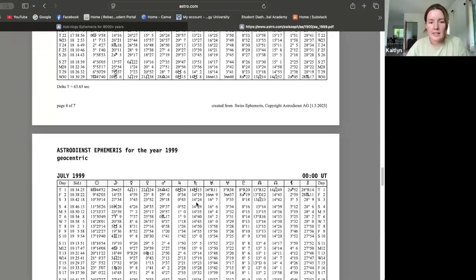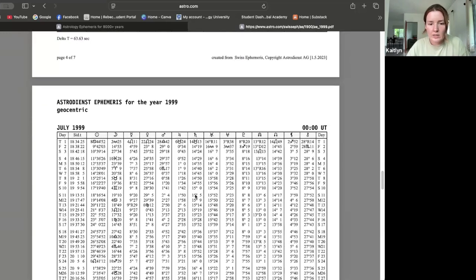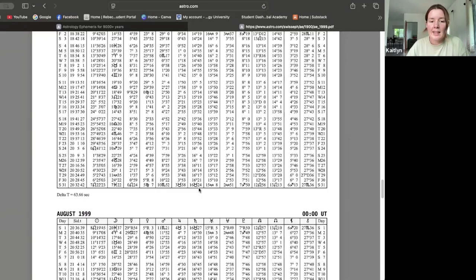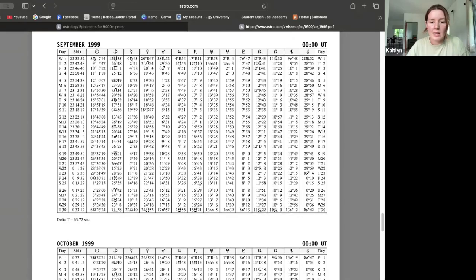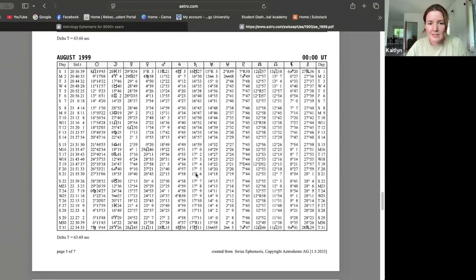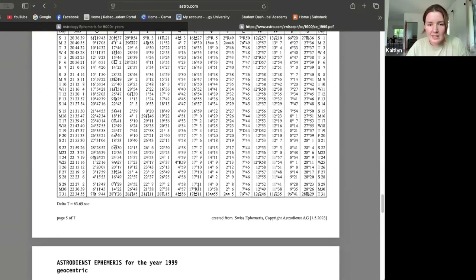So we can see here in July, it's at 14 degrees, and then it moves to 15 degrees. So July of 1999 was my first Saturn square. And then we can do this again. We can also see here's what I was talking about. So it's going forward, 16 degrees, 17 degrees. And then you'll see this R.